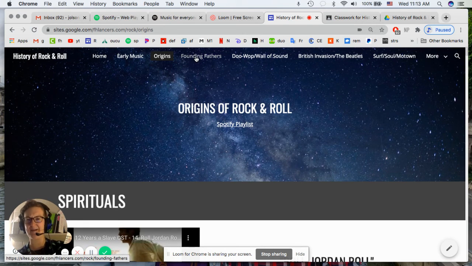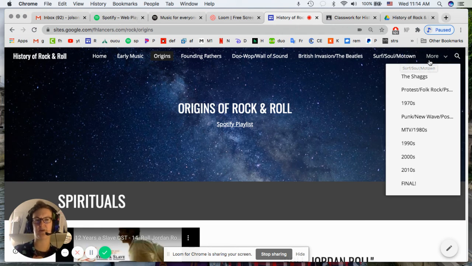All these different tabs are the different units. So we have the Founding Fathers of Rock, Doo-Wop, Wall of Sound, British Invasion, the Beatles, Surf, Soul, Motown. If you click more, there's a drop down and it shows you all the rest of the playlists. The 2010s is not done because since the 2010s just ended, with 2020, I'm still compiling all of that. And the final, I have not figured out what we're going to do yet. So don't worry about those.